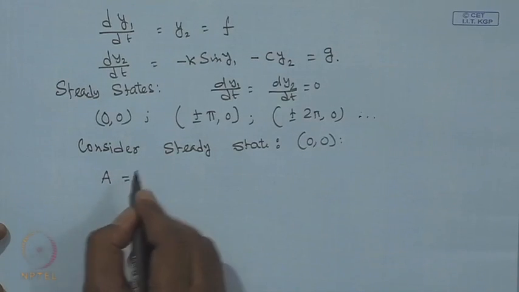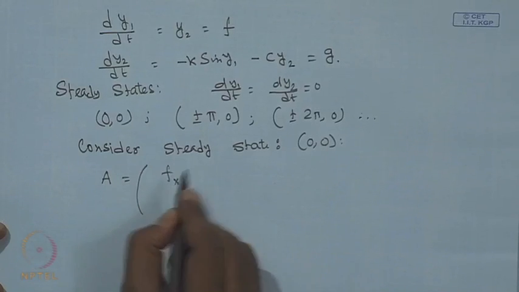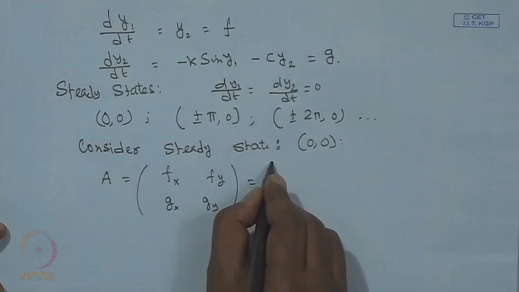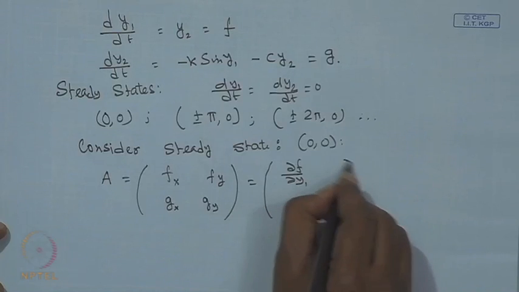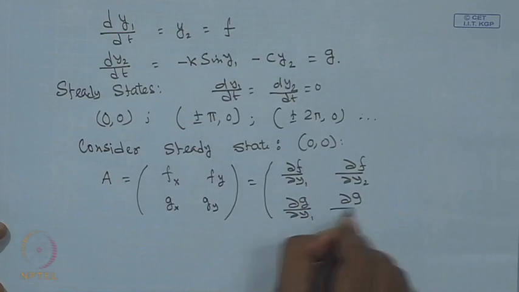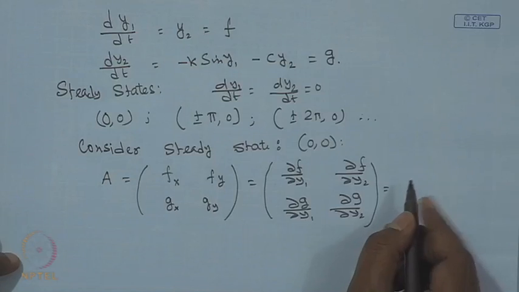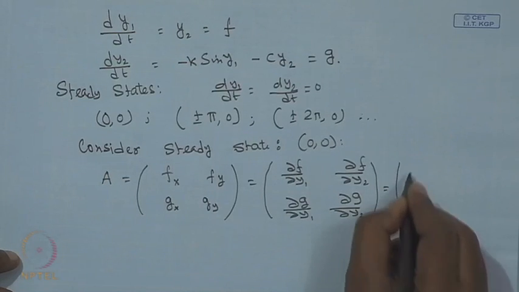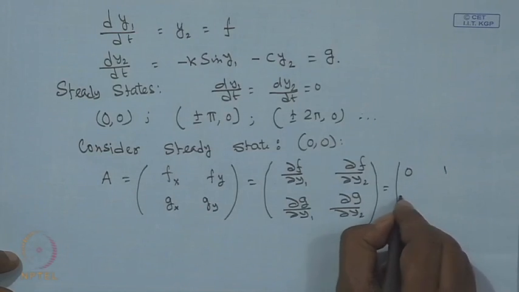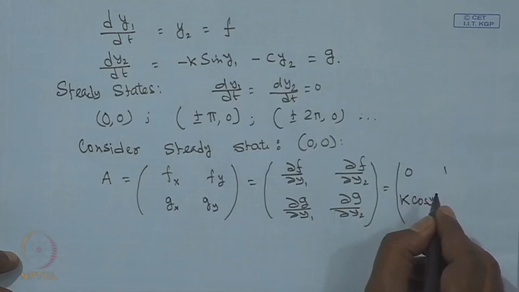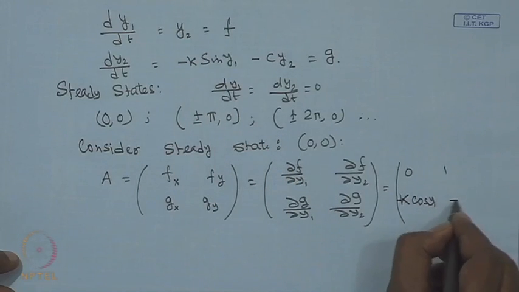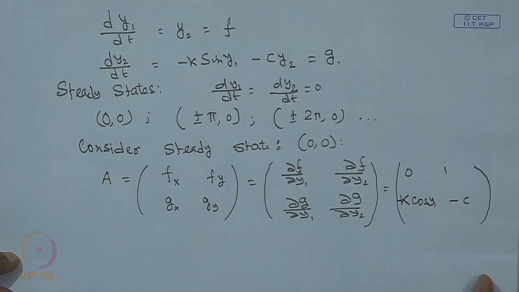So, let us write the Jacobian matrix A: f_x, f_y, g_x, g_y. It will be simply del f/del y1, del f/del y2, del g/del y1, del g/del y2. Del f/del y1 becomes 0, del f/del y2 is 1, del g/del y1 will be minus k cosine y1, with a minus sign, of course, because this minus is there, and del g/del y2 will be nothing but minus c. So, that is the Jacobian matrix.